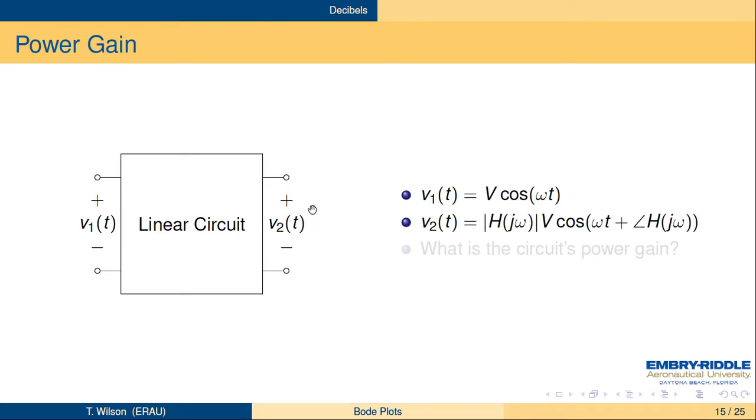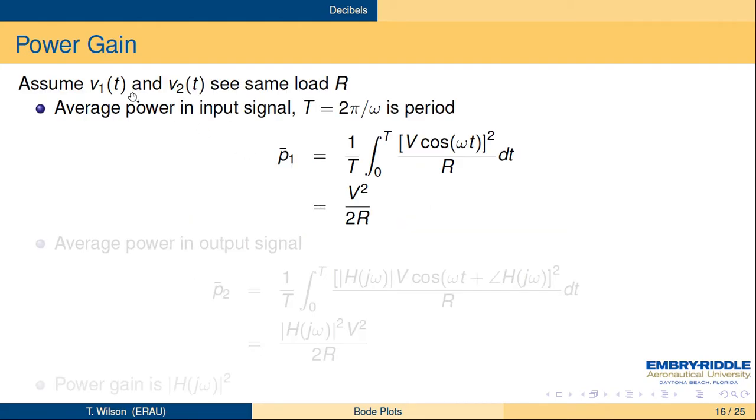And then what's the output power going to be? And we know the output of the circuit is going to be magnitude h of j omega times V times cos omega t plus the angle of h of j omega. So what's the input power?